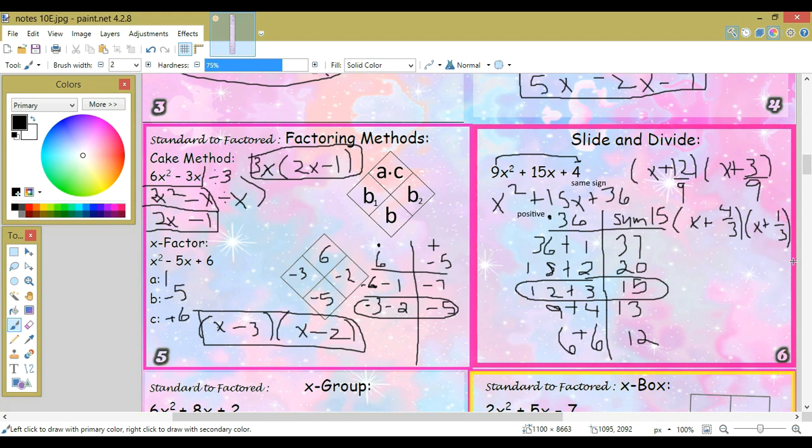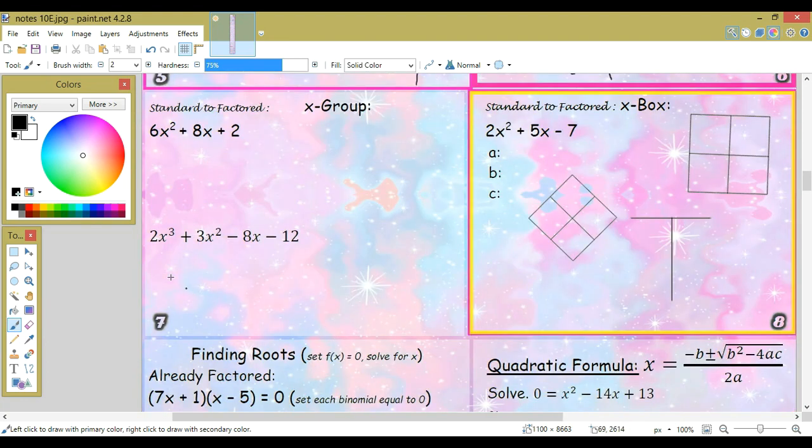Now, from here, we don't want to have fractions in our factored form. That's not the proper form that we want. So we're going to slide the denominators to the front of x. So our factored form will be 3x plus 4, parentheses, 3x plus 1. And that is our factored form.